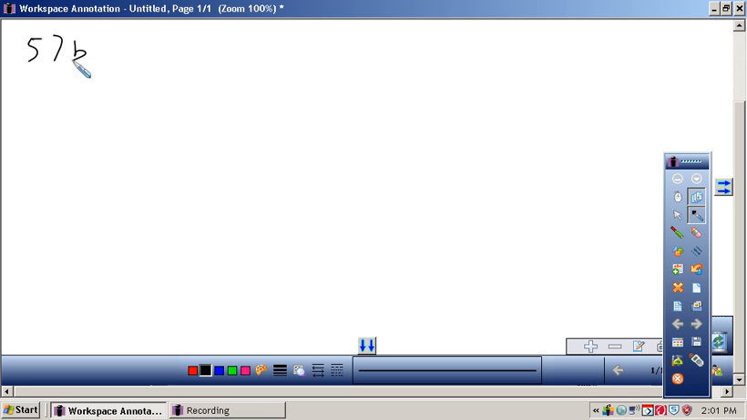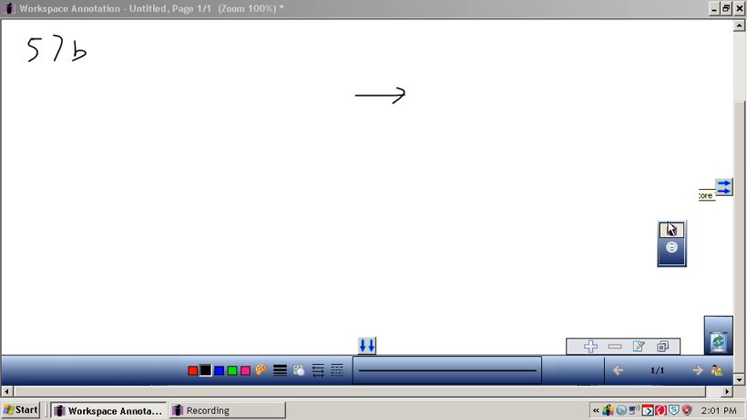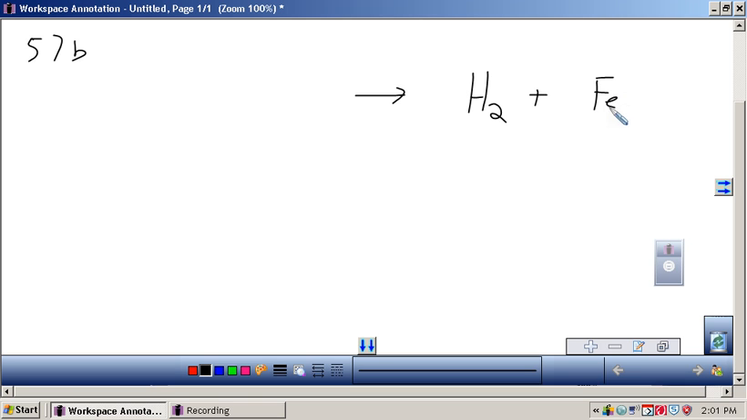57B, it says hydrogen and iron chloride are produced. Well, if something is produced, it's a product, so I need to put that on the right-hand side. So I'm producing some hydrogen gas. Hydrogen is diatomic. That means it's always 2 when it's pure. So I'm producing hydrogen and iron 3 chloride. Now I have to figure out the right ratio those combine in.